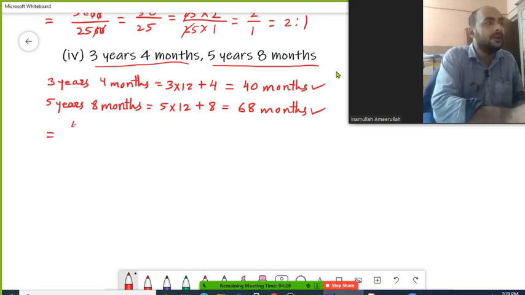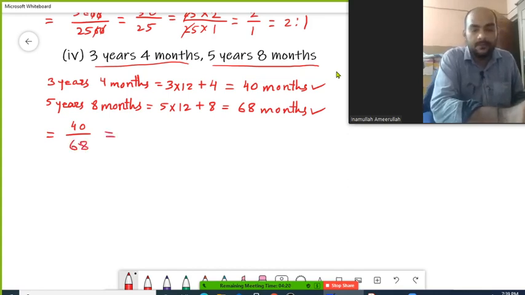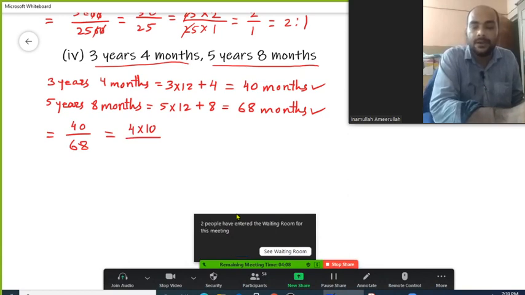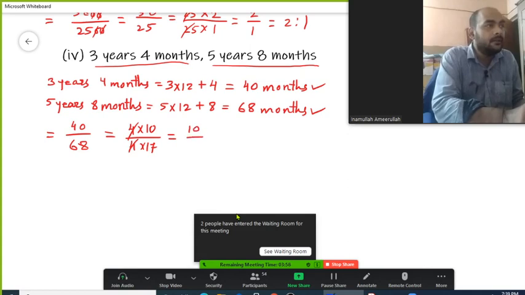So I'll write the first quantity, 40, and the second quantity, 68, and then we will find the common factor, that is 4 into 10 upon 68, which can be taken as 4 into 17. 4 is common, so we can eliminate. 10 upon 17 is the final ratio, that is 10 is to 17.